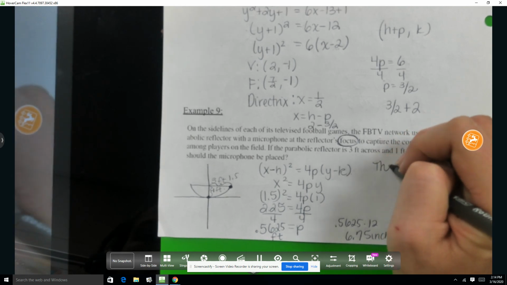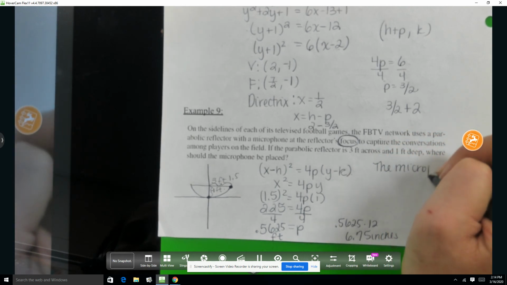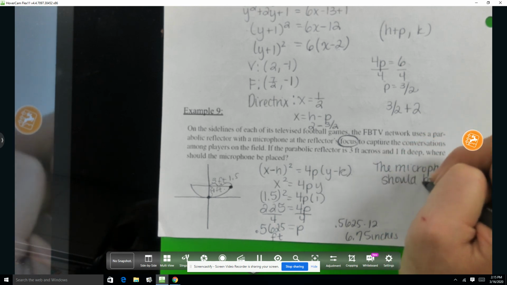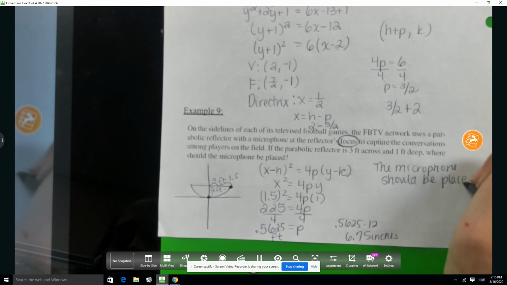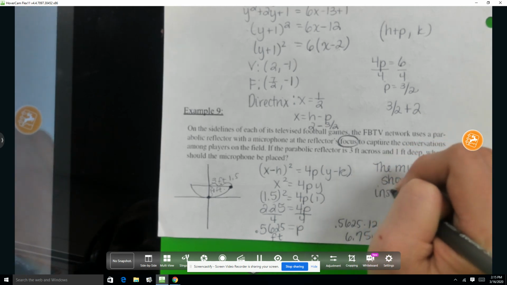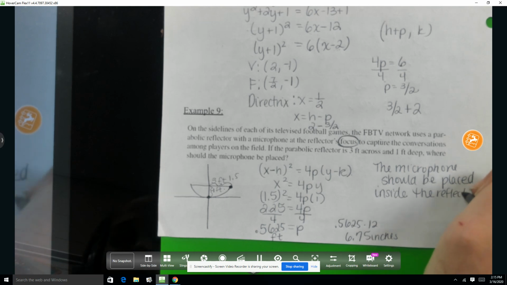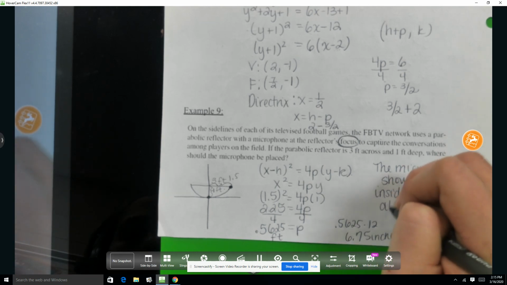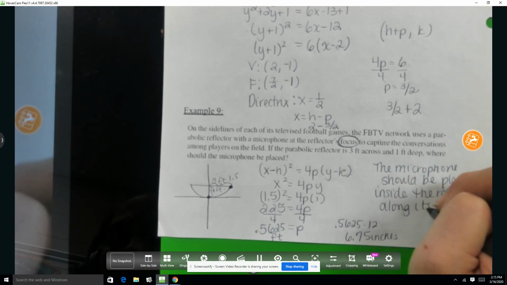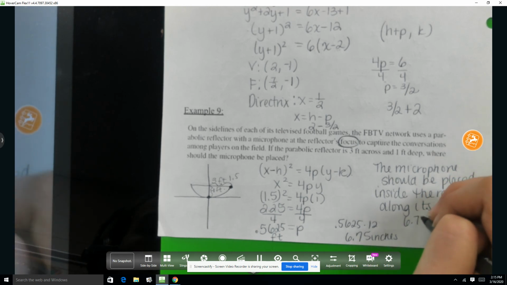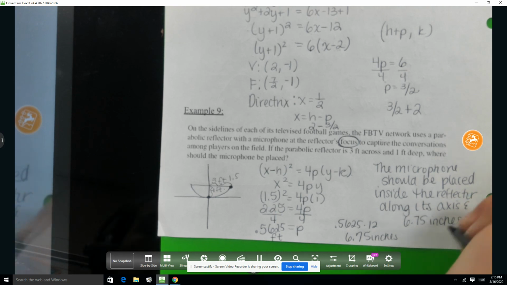So the microphone should be placed inside the reflector along its axis and be 6.75 inches from the vertex.